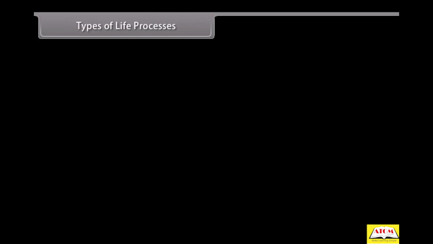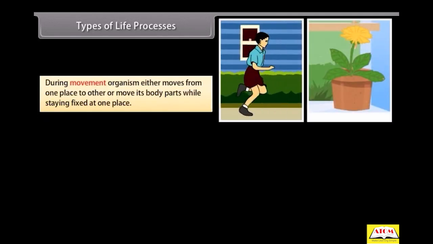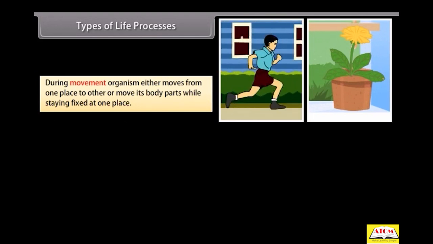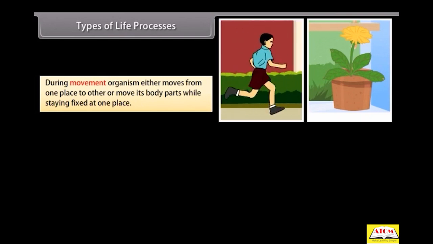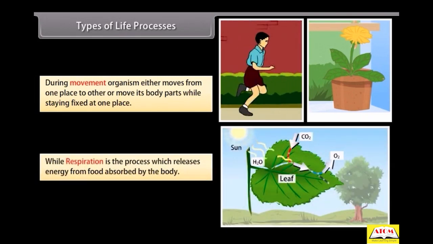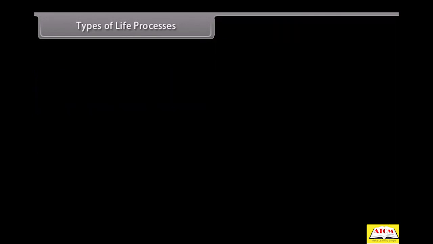Types of life processes. There are following basic life processes: movement, respiration, sensitivity, growth, reproduction, excretion, nutrition, transportation. During movement, organism either moves from one place to other or move its body parts while staying fixed at one place. While respiration is the process which releases energy from food absorbed by the body.